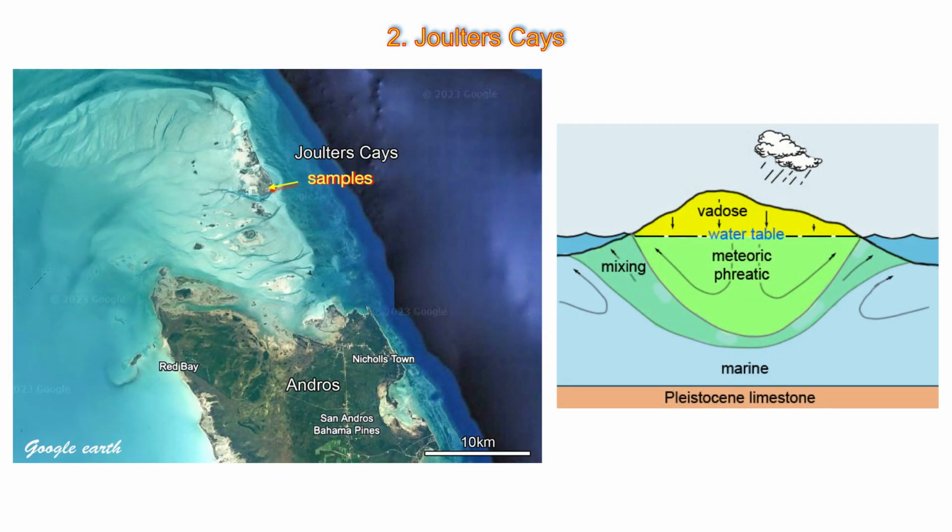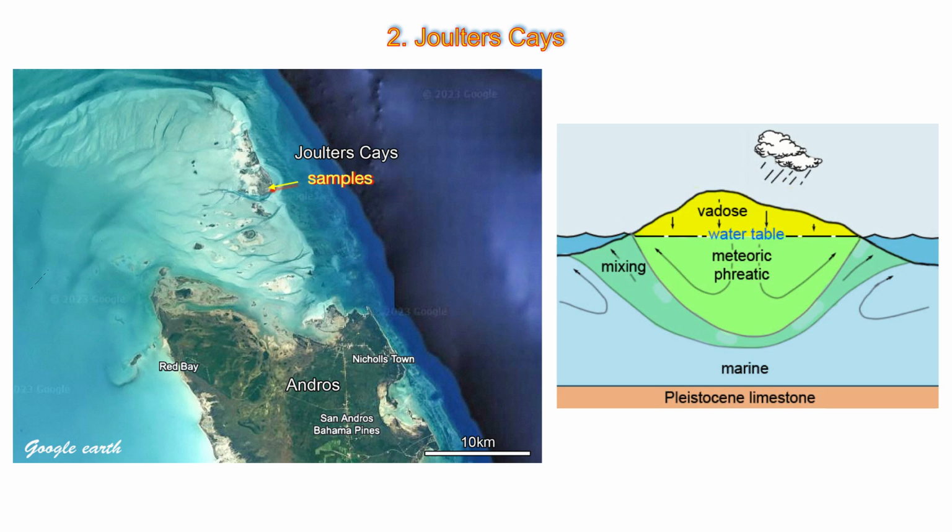The next two samples come from South Julter's Key, north of Andros Island on the Great Bahama Bank. The two samples were taken from a core, one sample from the vadose zone, 30 centimetres below the core's top, and one sample from the phreatic zone, 3.6 metres below the core's top. Halley and Harris, 1979.